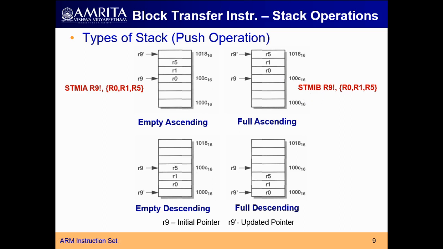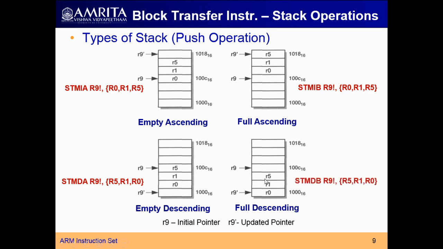Next we will see the empty descending stack. For empty descending stack you are using STMDA, that is decrement after. That means first the push operation will take place. That means the content of R5 will be pushed on to the address location pointed by R9. Then decrement will take place. That is why it is known as decrement after. The address pointer will decrement after the push operation.